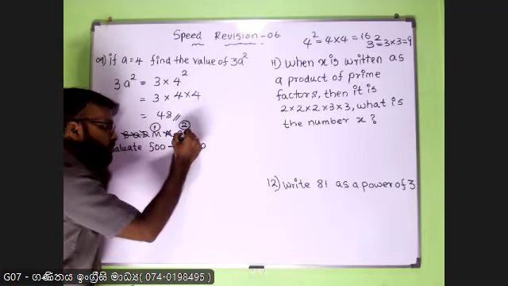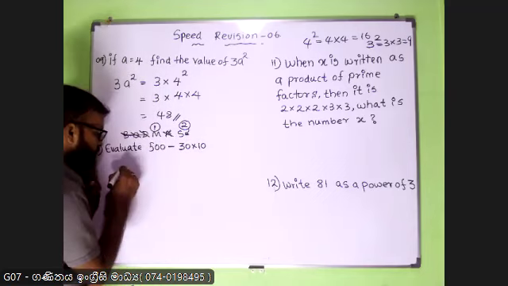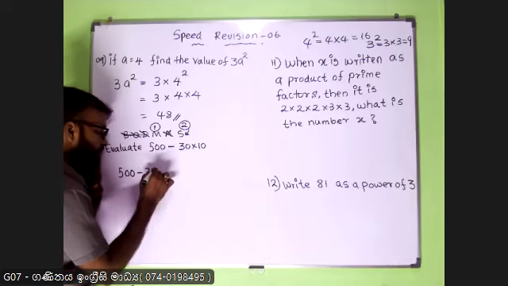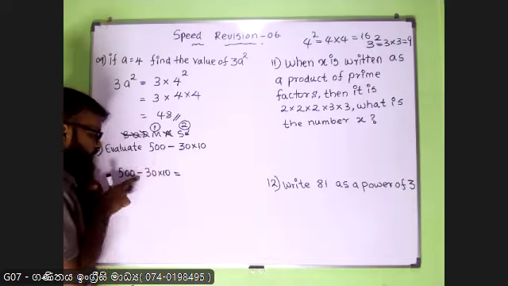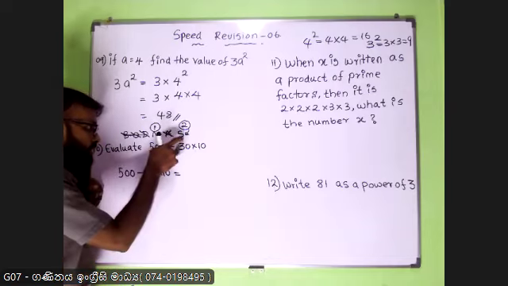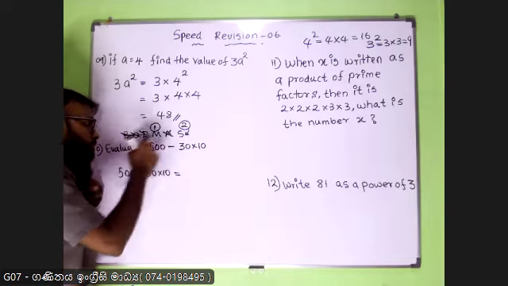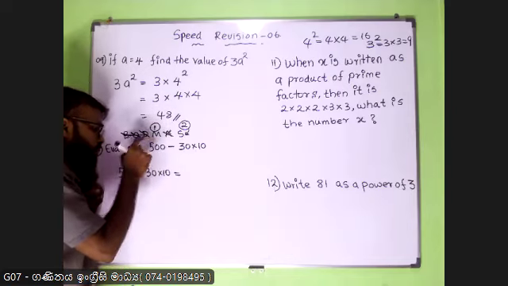Secondly, you have to do the subtraction, right? So this is where your multiplication is. I will write it again: 500 minus 3 times 10. Before doing the subtraction, you have to do the multiplication first, according to the order of operations.